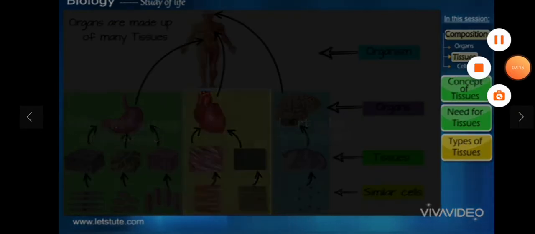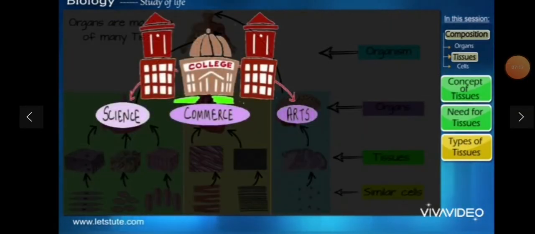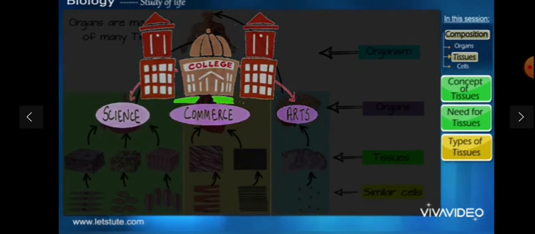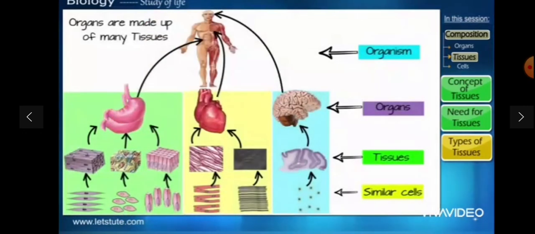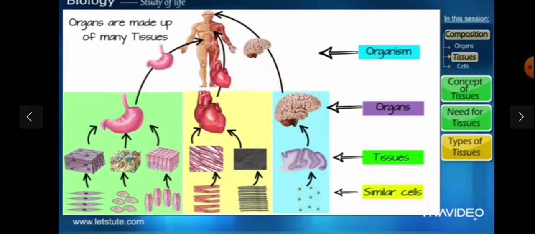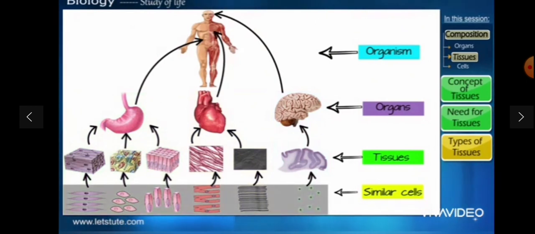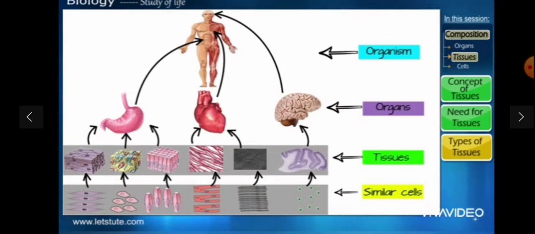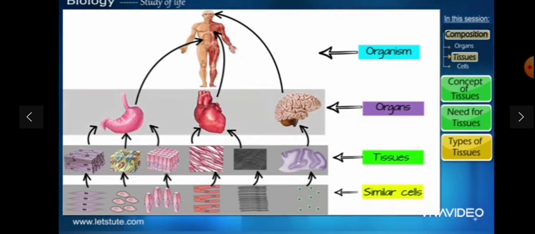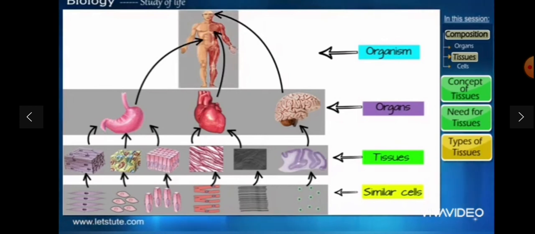And finally, just as all the departments together make up the entire college, in the same way, all the organs come together to form a living organism. Therefore, to sum it up, it is the grouping of cells with identical functions that form tissues which perform the same function efficiently and which in turn come together to form specific organs based on the activities carried out by an organism.